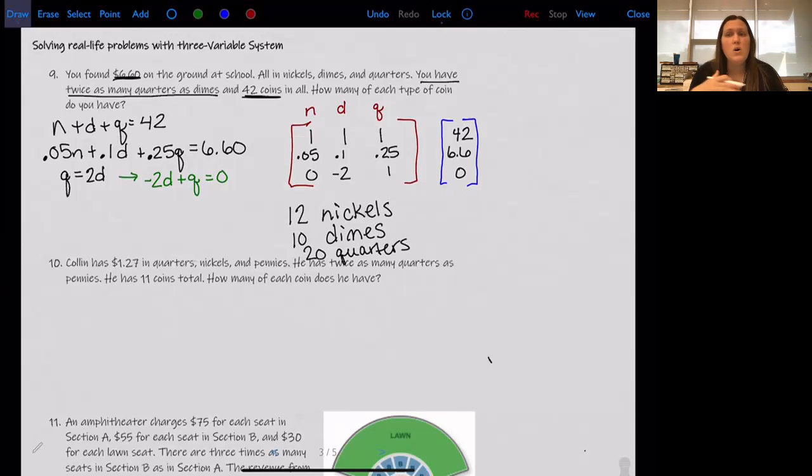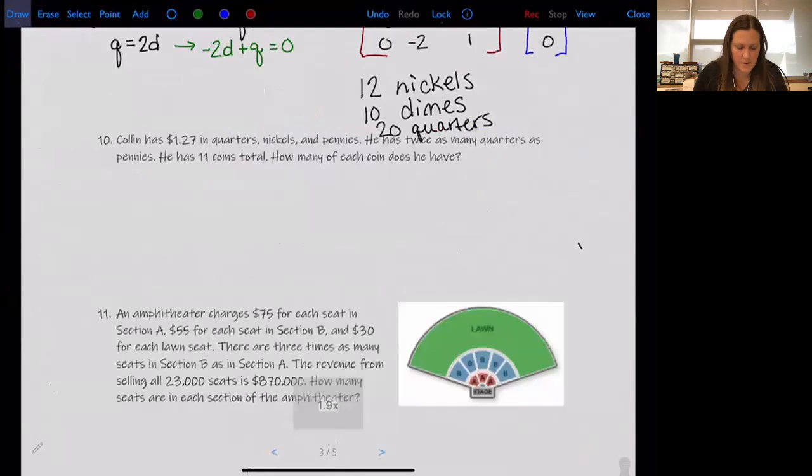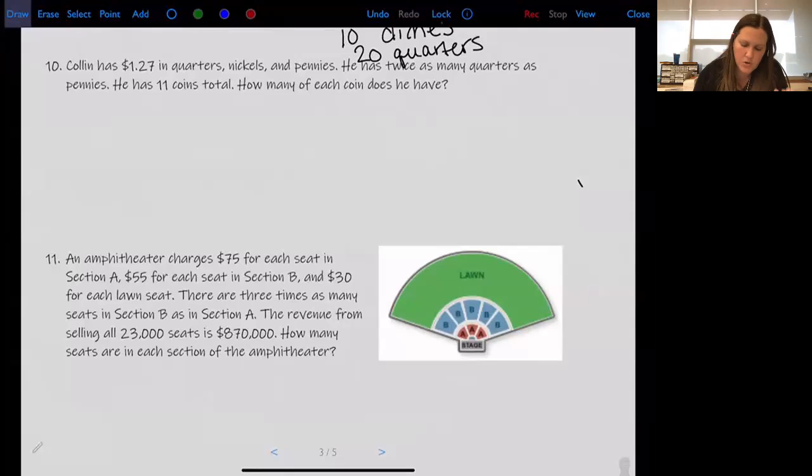In the other video, we got the exact same answer, but we did it by substitution, took a lot more time. So let's do number 10 here. Maybe, if I can scroll up, there we go. All right, so Colin has $1.27 in quarters, nickels, and pennies. So this time I know he has quarters plus nickels plus pennies equals however many coins he has, which is 11.